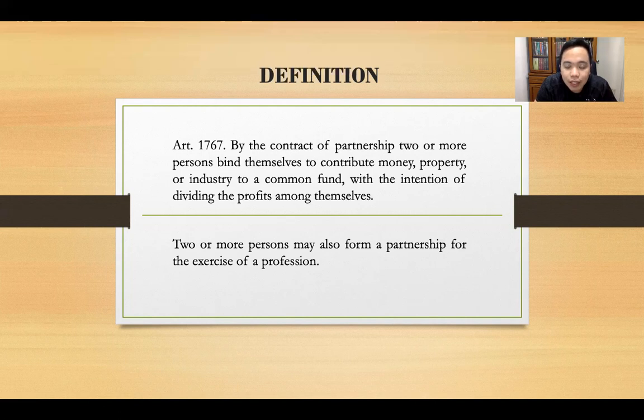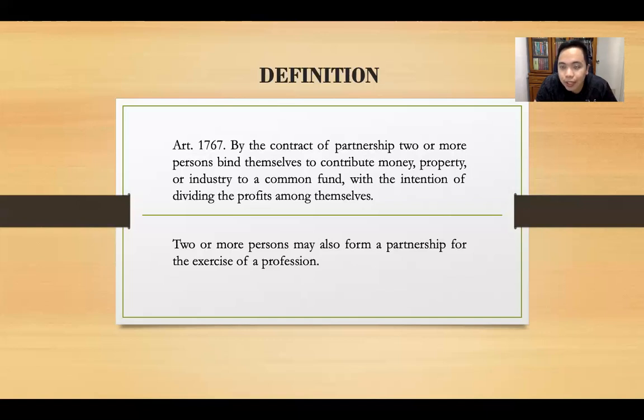Okay? Now, in this contract, you will take note that the party to a contract of partnership consists of two or more persons. Now, a single person may not form a partnership because the law requires the minimum number of partners, which is two. Okay? Now, in this contract of partnership, the partners themselves will have to contribute three things. Now, what are these three things? Number one, money. Number two, property. Or number three, industry. What I call MPI: money, property, or industry.